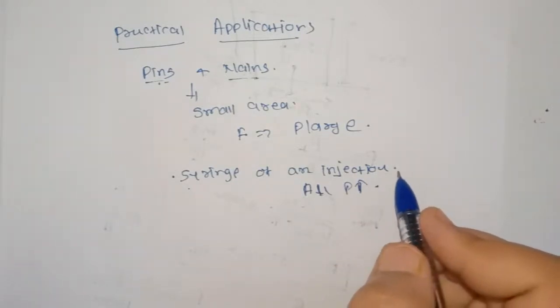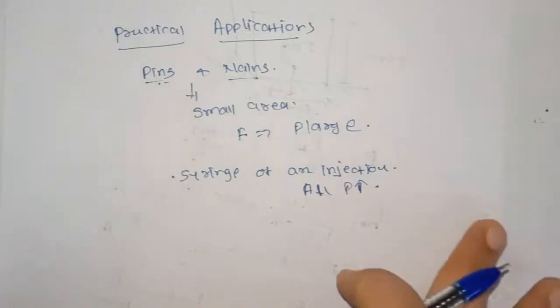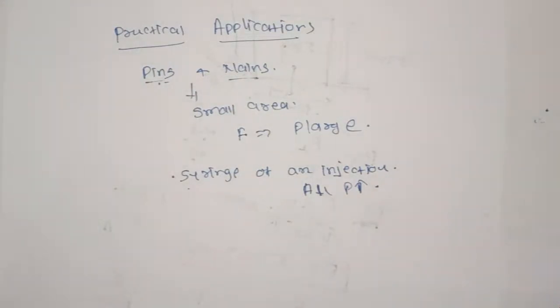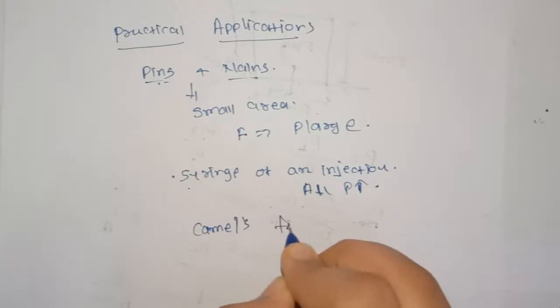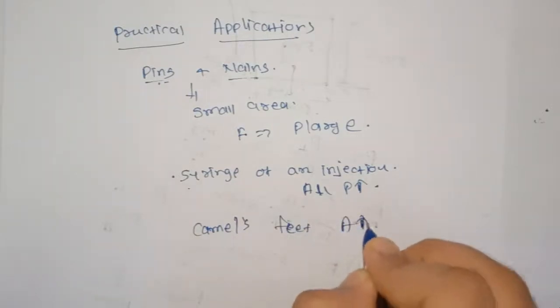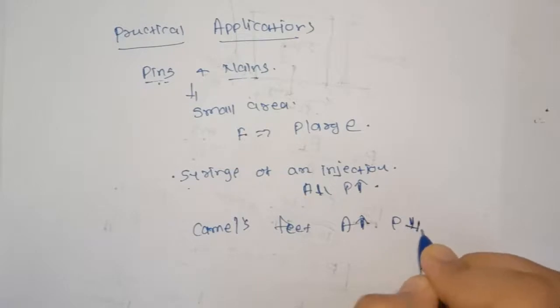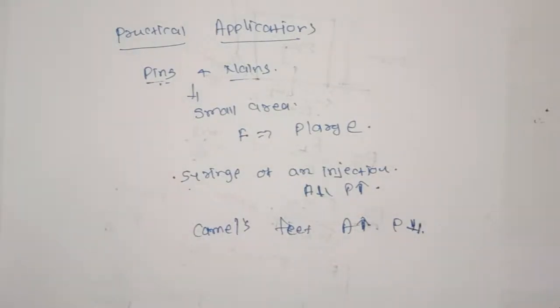The other example is it is difficult for a man to walk on sand while camel can walk easily on it, in spite of the fact that camel is much heavier than man. This is because camel's feet have larger area. Area is larger, so pressure will be less. So it can walk easily on sand. So these are some practical applications of pressure.